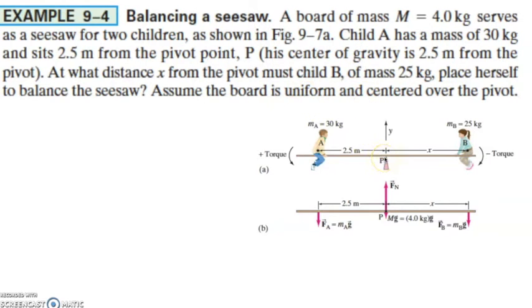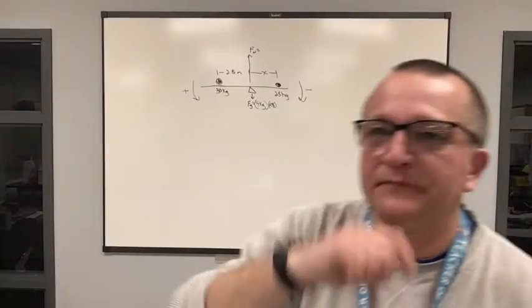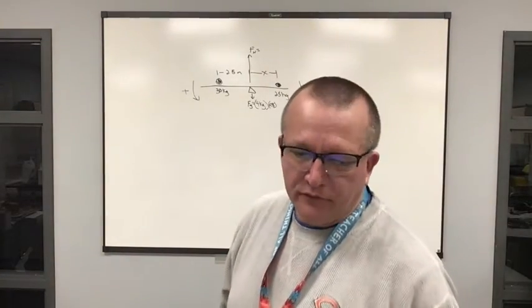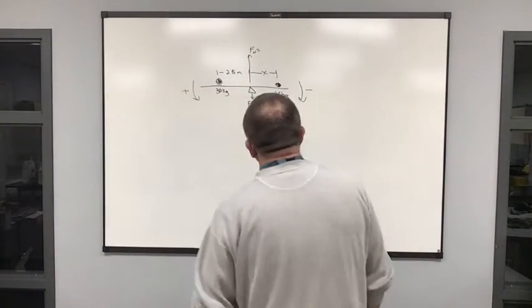So this may be something you did as a kid where you get on the seesaw and you try to get it to balance, and you have to figure out, okay, this kid is heavier than this kid, so where does this kid have to be to make sure that everything gets balanced. And that's what we're going to figure out mathematically. All right, so we're on the seesaw.